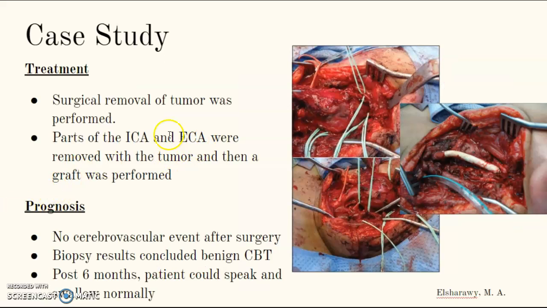So the treatment for this, she had to go to surgery and have it removed. We've got the pictures over here that show that. Parts of the ICA and ECA were also removed with it, so they ended up having to do a graft, and we can see the graft here, the white piece that they grafted in. Then we get to the prognosis. There were no cerebrovascular events after the surgery, and the biopsy came back and concluded that it was benign. Six months after the surgery, she could speak and swallow normally, so that was good.